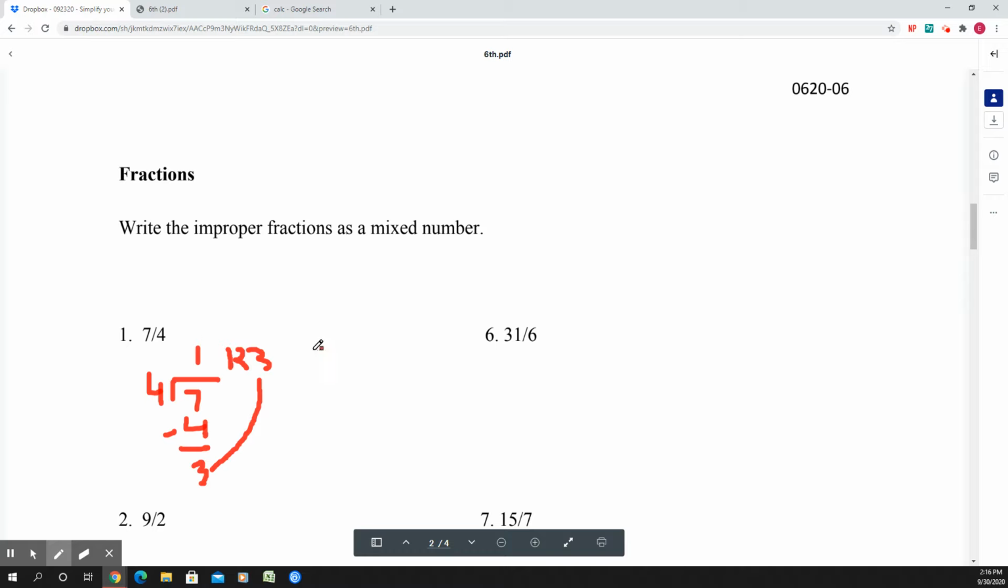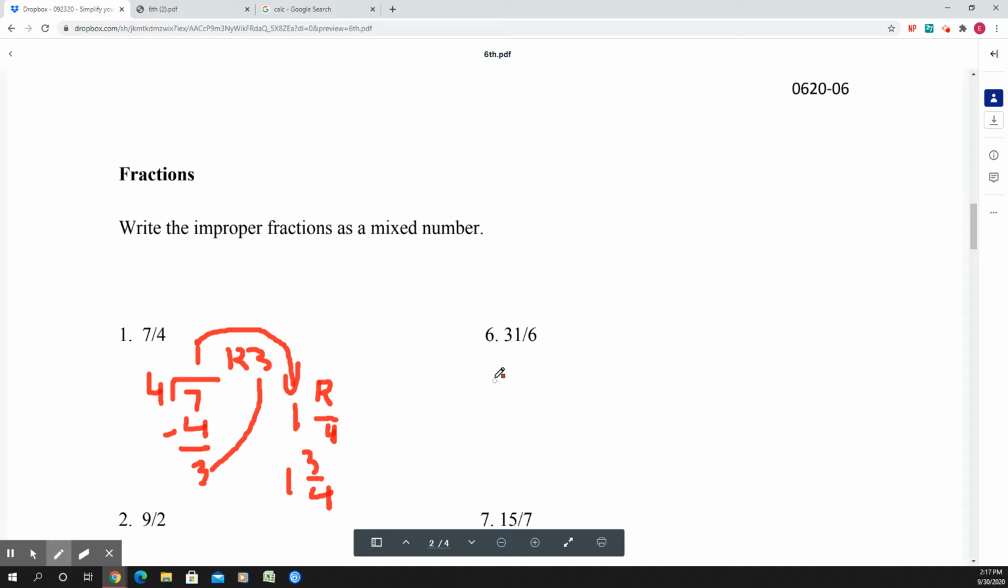Okay, so now you take this 1 and you just place it down. And then you want to put the remainder over 4, because 4 is what our denominator is. And because our remainder is 3, our answer would be 1 and 3/4.